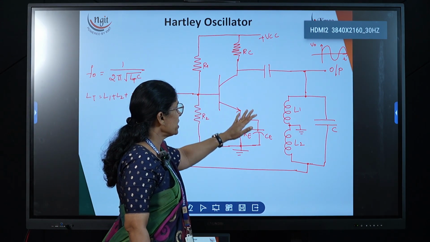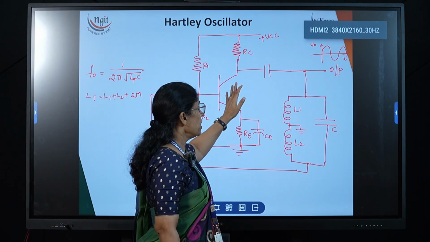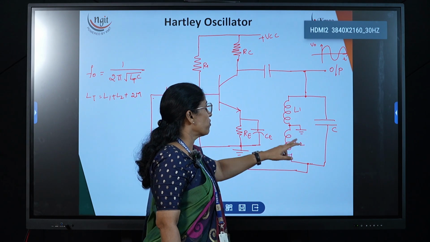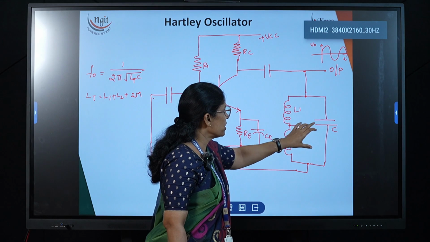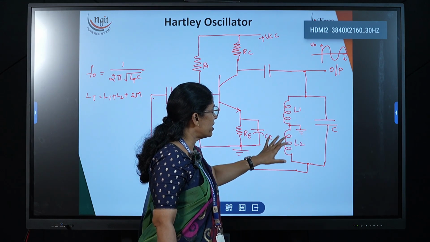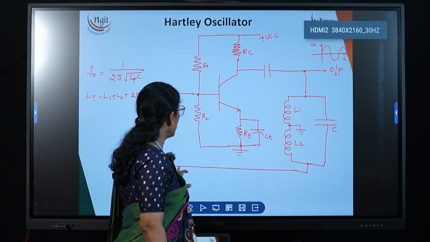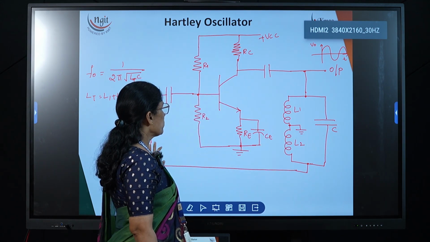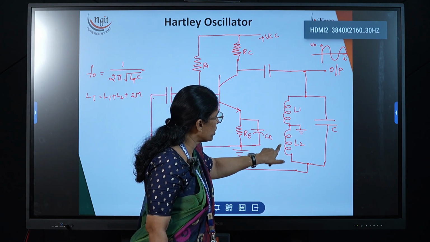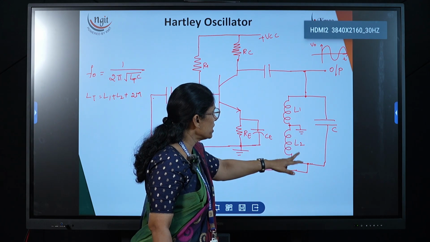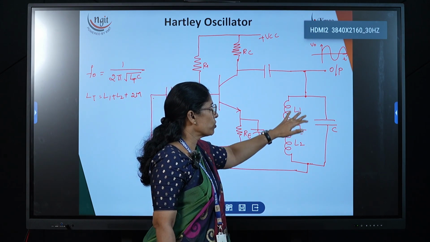So when the noise is generated, it will be amplified by this amplifier, and the tank circuit will pick one frequency. That is this frequency, and here if you see, this will charge and discharge through this L1 and L2. Now whatever the voltage drop across L2 is fed back to the input of the amplifier. This is the feedback signal. The amplifier amplifies the signal, and again it will give it to the tank circuit.